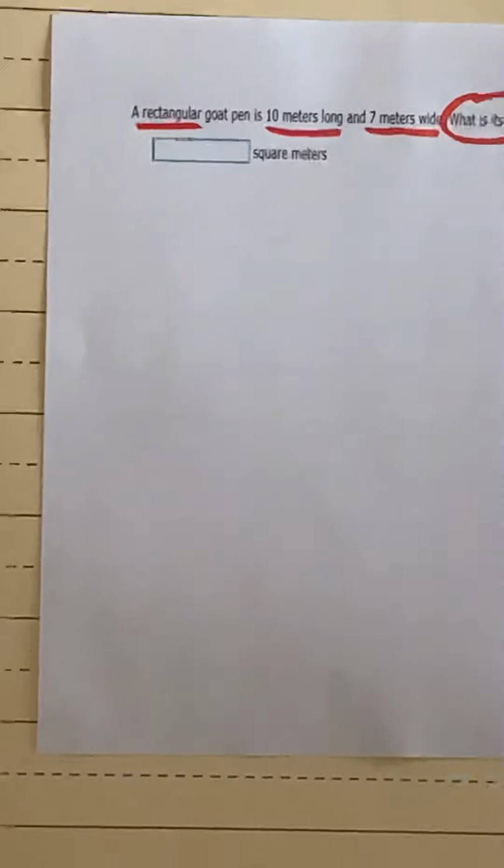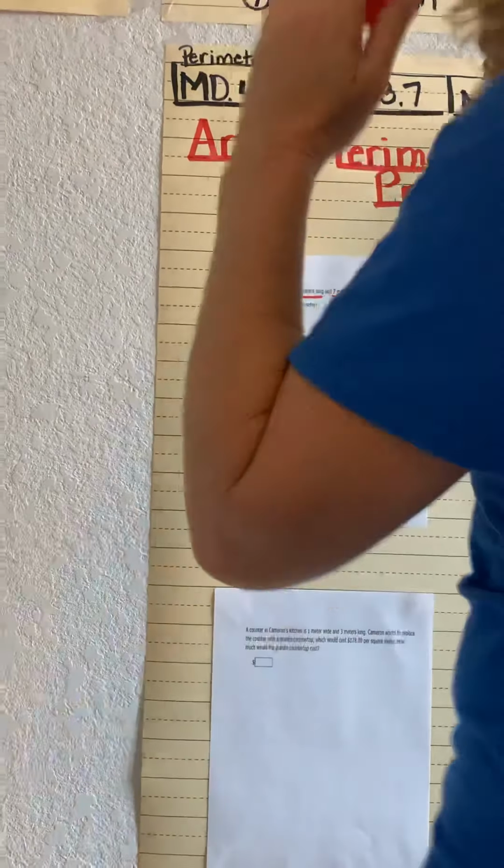Okay, we have a rectangular goat pen. It's 10 meters long and 7 meters wide. I recommend we always start off with drawing our model. So I'm just going to draw my goat pen. I'm going to go 10 meters long. Whoops, I kind of did my 10 wide, but that's okay because we have the commutative property, so our 10 times 7 can go either way.